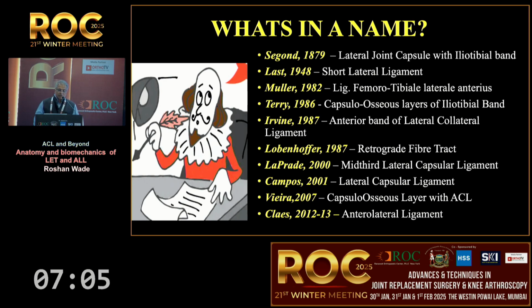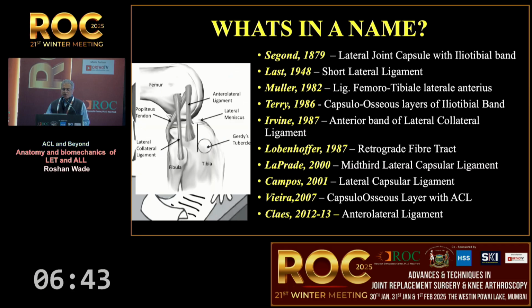Is it new research? No, not at all, because way back in 1879, Segond first described the lateral capsular avulsion, which was treated, and they found very good stability in those patients. And eventually there are many papers presenting the capsulo-osseous ligament, posterior oblique ligament, lateral oblique ligament, and mid-third lateral capsular ligament. These are different nomenclatures which were given to the ALL. So what's in the name? There is nothing in the name.